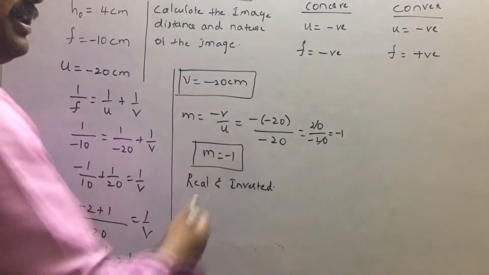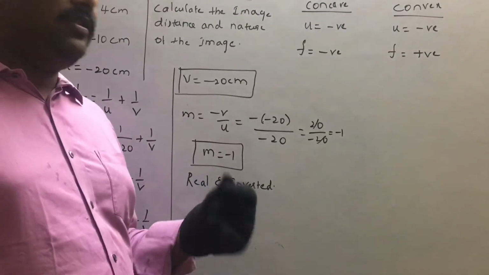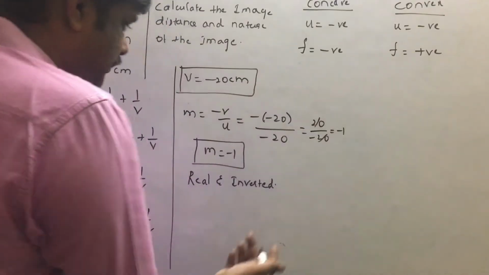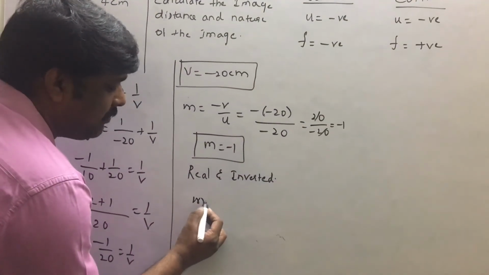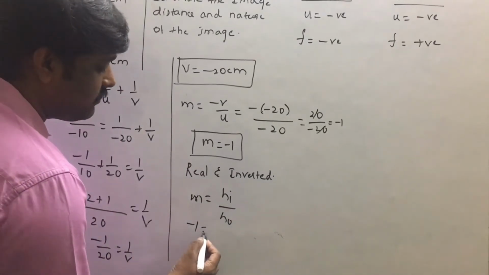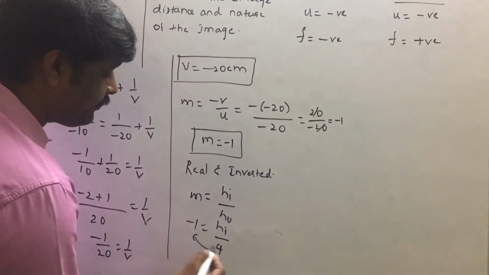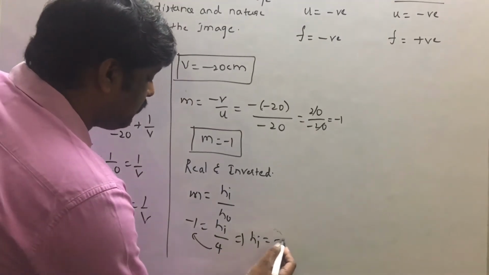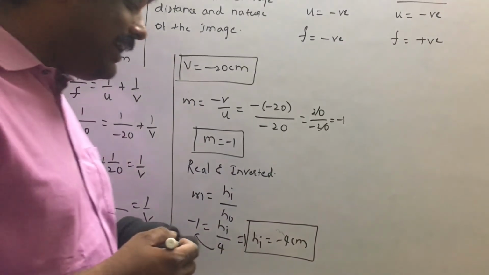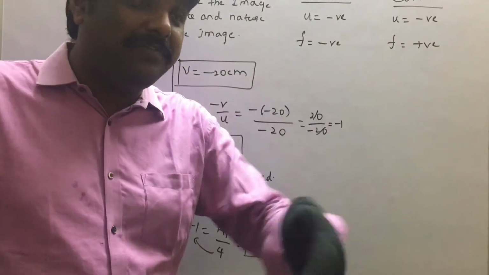As modulus of m is 1, the image size is the same as that of the object. Let us find it by using the formula anyway. M equals hi by ho, minus 1 equals hi by ho with ho as 4. Finally we obtain hi as minus 4 centimeters. This negative sign indicates that the image is inverted.